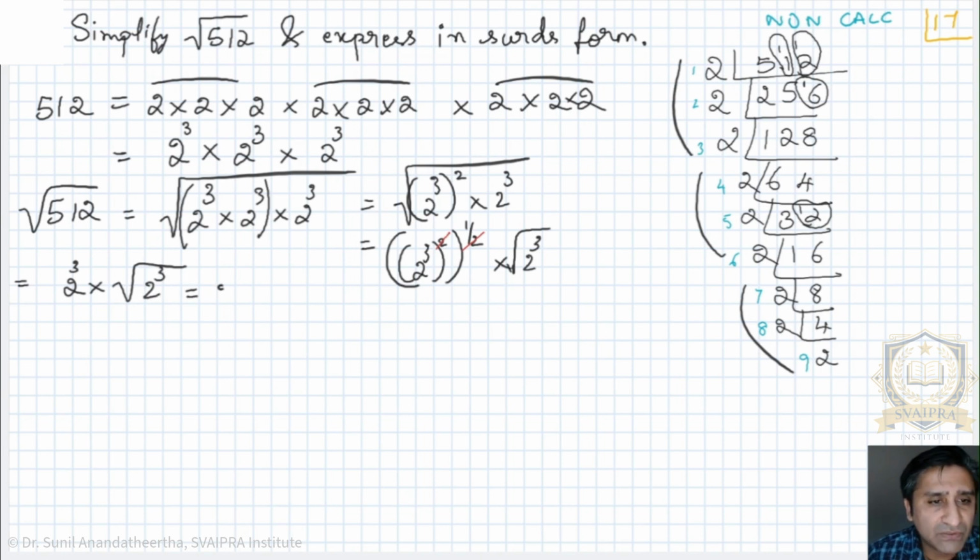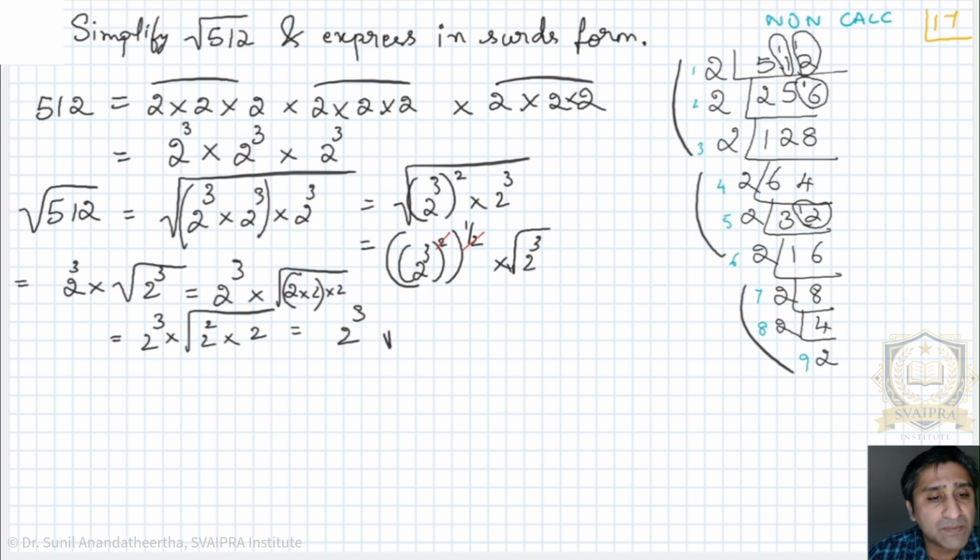So essentially we do the same thing again. 2 to the power of 3 multiplied by 2 squared, 2 times 2 times 2. So these two put together is going to be 2 to the power of 2. That's going to be the square root of 2 squared multiplied by 2, which again simplifies to 2 cubed multiplied by the square root of 2 squared multiplied by the square root of 2. Well, the square root of 2 squared is nothing but 2, isn't it? 2 cubed multiplied by 2 multiplied by the square root of 2.